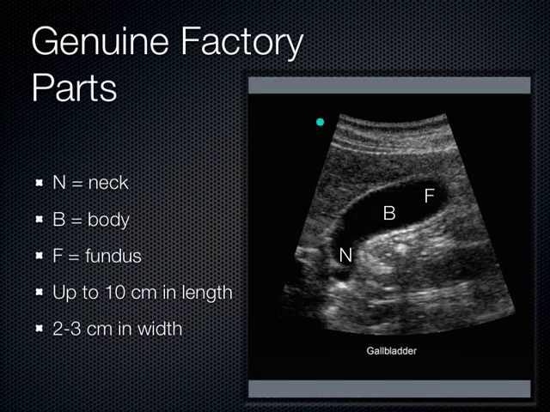But one thing that's nice about it, it does have genuine factory parts in the sense that it's got a fundus, it's got a body, and it's got a neck. And down here in the neck, sometimes we call that Hartmann's pouch. There's some twists and turns it can take, and you can follow those around using ultrasound.